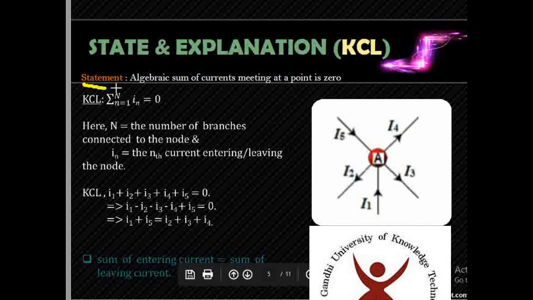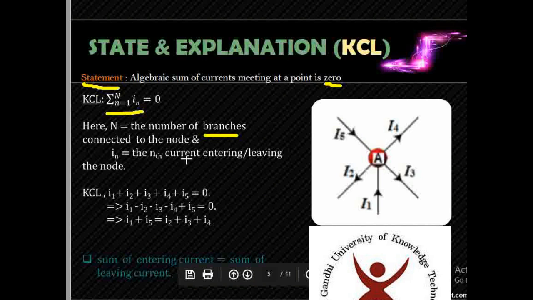The statement is: the algebraic sum of currents meeting at a point is 0. This is important. What is he saying? The sum of currents meeting at a point is 0. The mathematical expression is summation of in, n equal to 1 to n, equal to 0, where n is the number of branches connected to a node and in is the nth current entering or leaving the node.